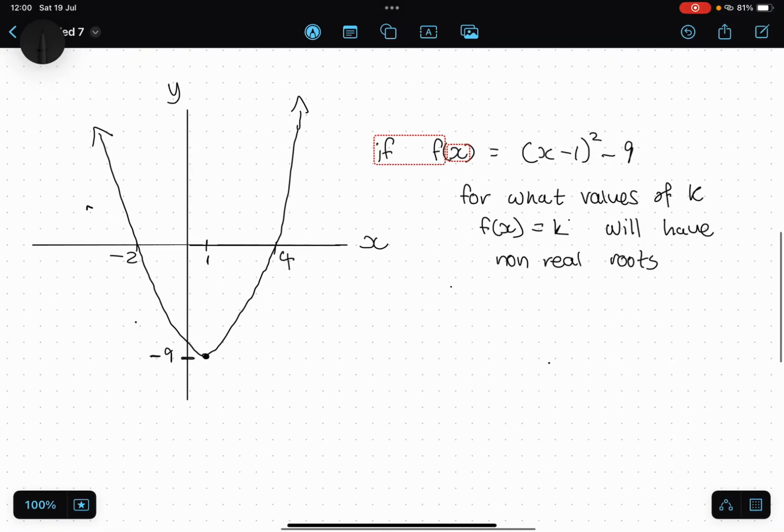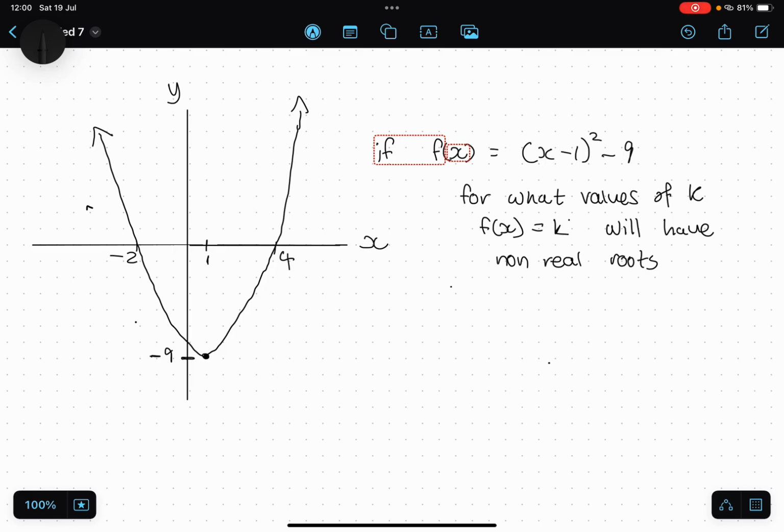Okay, welcome back to exercises about the k and the parabolas and how this affects the parabola and what we need to do for k. Right, so this question, we've been given the parabola, an equation and a drawing, and we've been asked for what values of k will f of x equal k will have non-real roots.